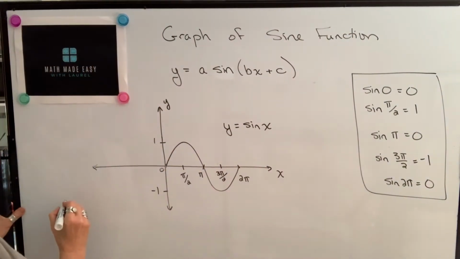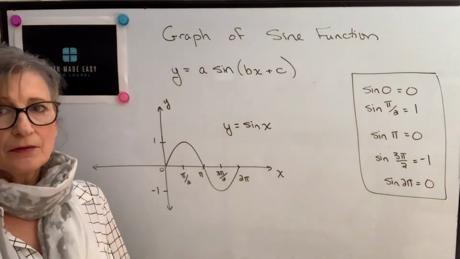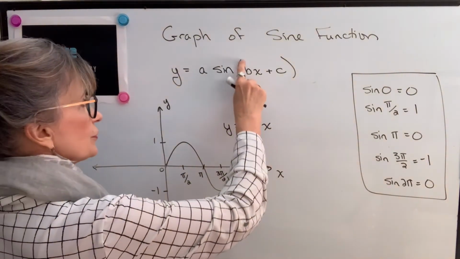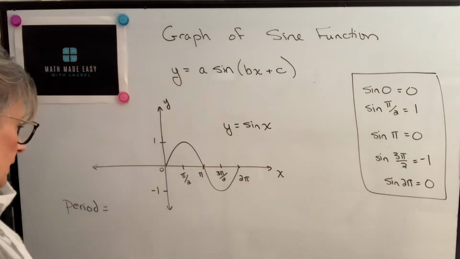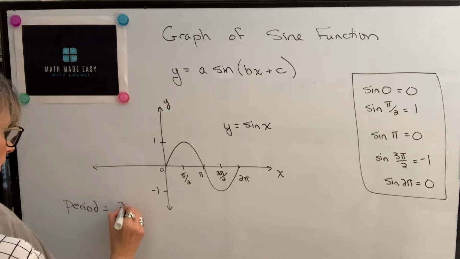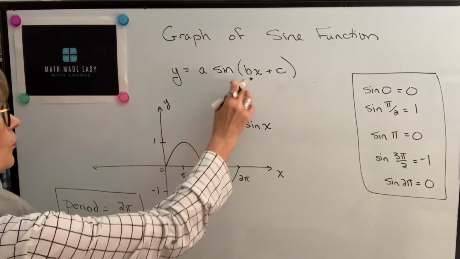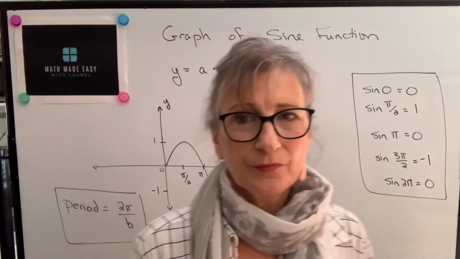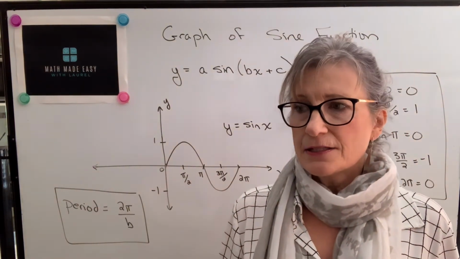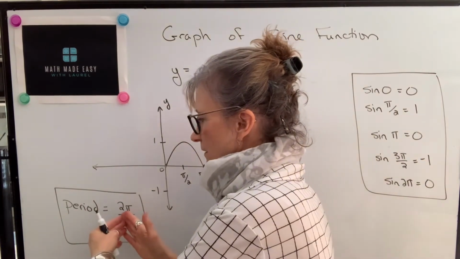And I want to define what period will be for any function when we have coefficients of x that aren't 1. So the period, whenever we have a 1 there, the period was always 2 pi, but the period will be 2 pi over b when b changes.